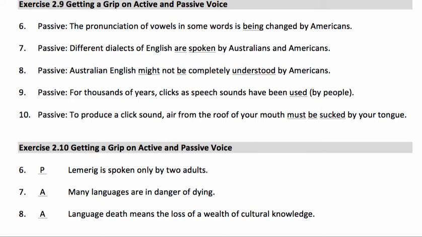This video is a discussion of Homework 5. Homework 5 begins with exercise 2.9 from your book. This exercise asks you to distinguish active and passive structures.